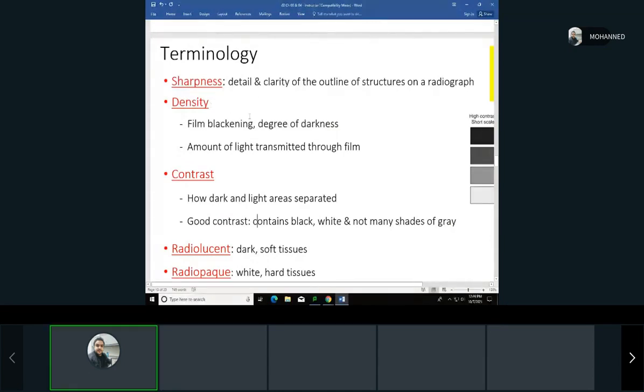So density, again, how dark it is, and it is usually related to the amount of electrons that we're actually shooting. So how many electrons we're shooting, that will, again, quantity, how much they are. So the more they are, the more dense the X-ray would be. The less they are, the less dense it would be. So that is related to what? Kilovoltage or milliamperage? Milliamperage, right? Because we're talking about quantity. Contrast usually is the quality, and it's more related to the kilovoltage.